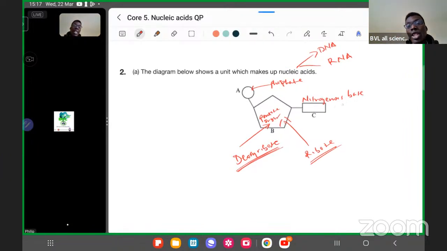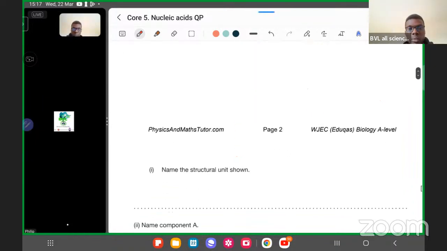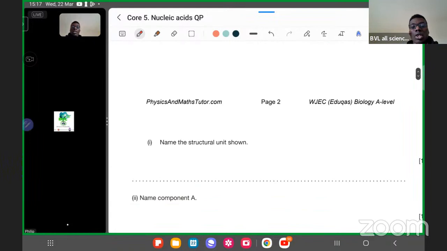And don't forget that of the nitrogenous bases, we have 4 of them: adenine, thymine, guanine, cytosine. Then we can also add uracil. This uracil is only found in RNA and is meant to replace thymine. But we'll get to that much later. So let's move on.